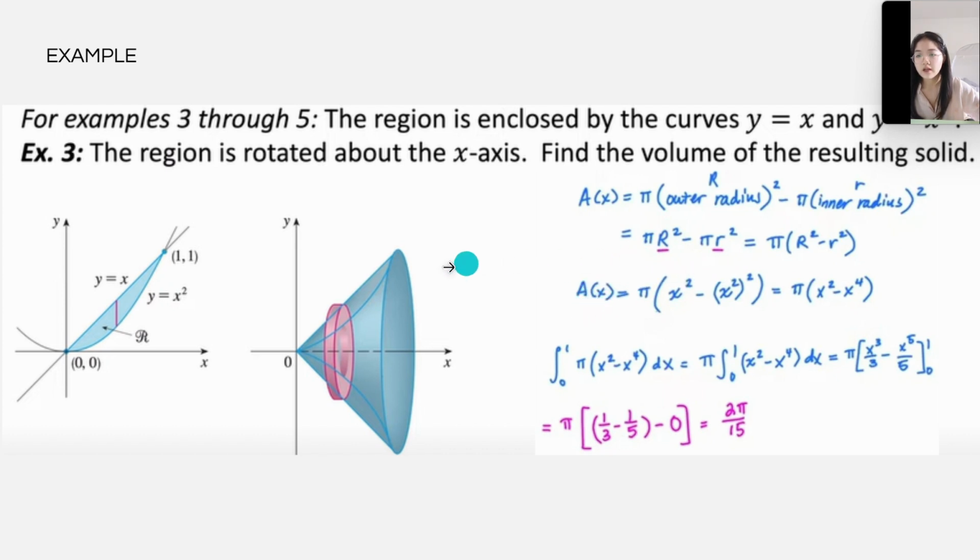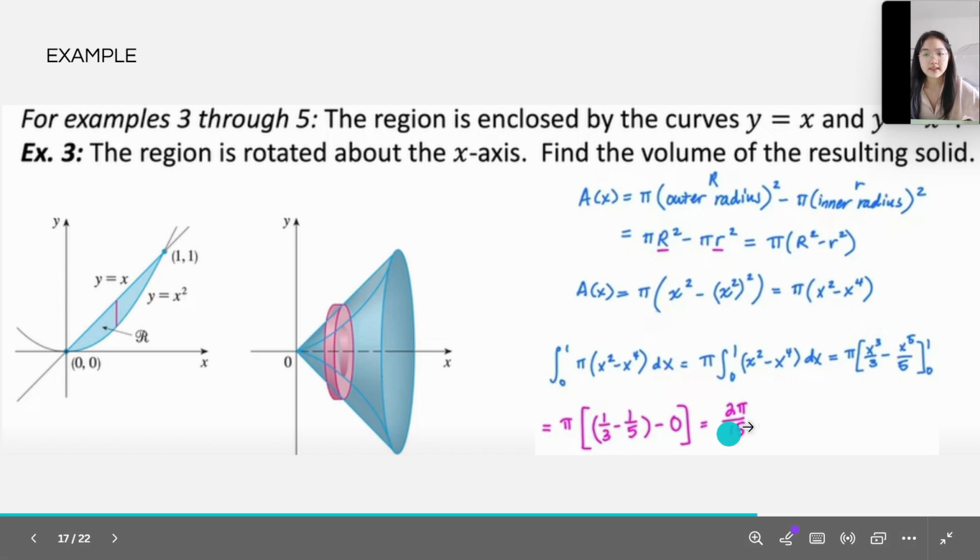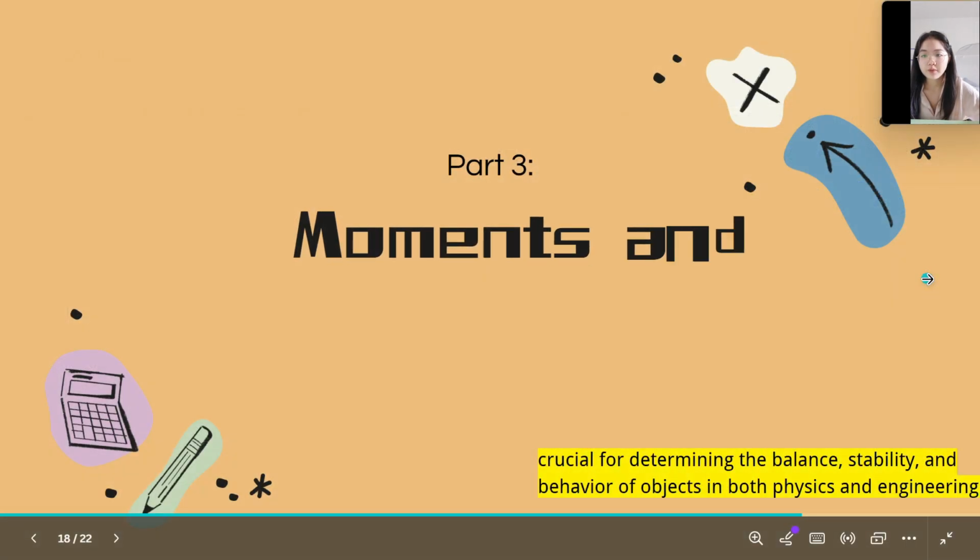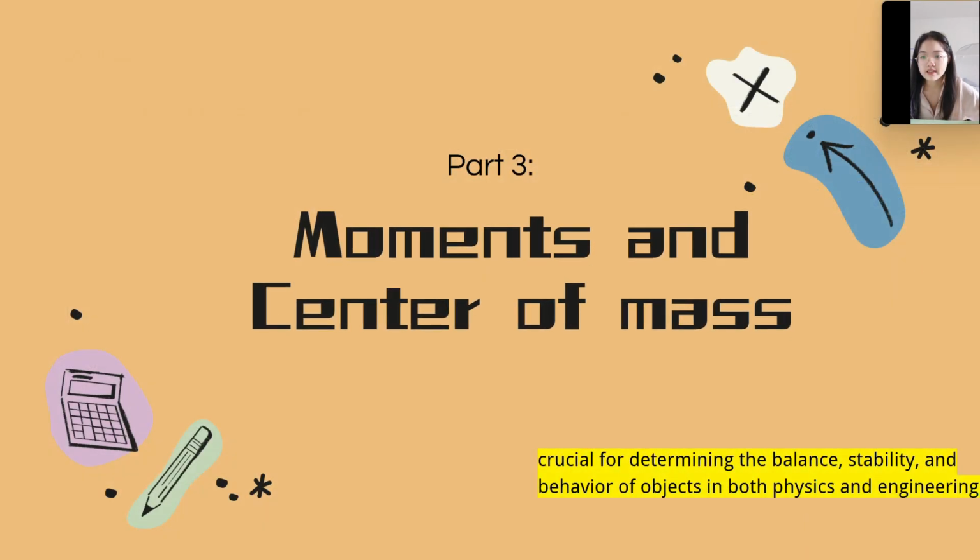Let's look at the curve. We can easily get the outer radius equals x and the inner radius equals x squared. Then we can get the area. Then, by using the washer method, we can easily get the final value of the volume equals 2 pi over 15. Then, let's see part 3, moments and center of mass.